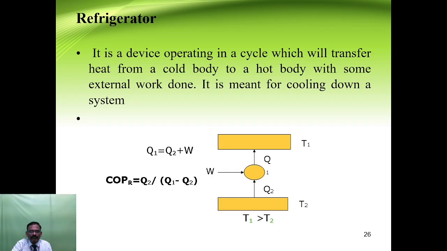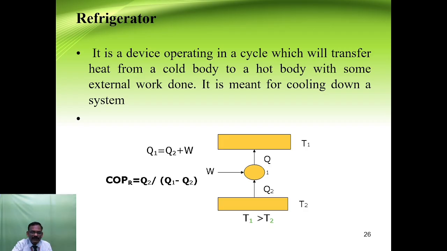Refrigerator. Before going to the second law in the second case, that is the Clausius statement, we must know about the refrigerator. It is a device operating in a cycle which transfers heat from a cold body to a hot body with some external work. It is meant for cooling down a system. Here our aim is to transfer heat from Q2 to Q1. Heat transfer from low temperature to high temperature does not take place automatically, so we give some work input.